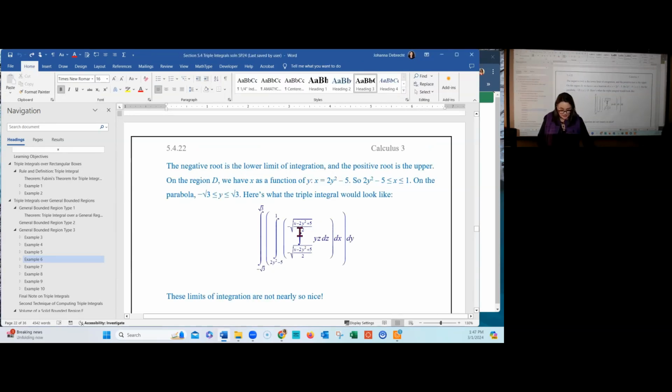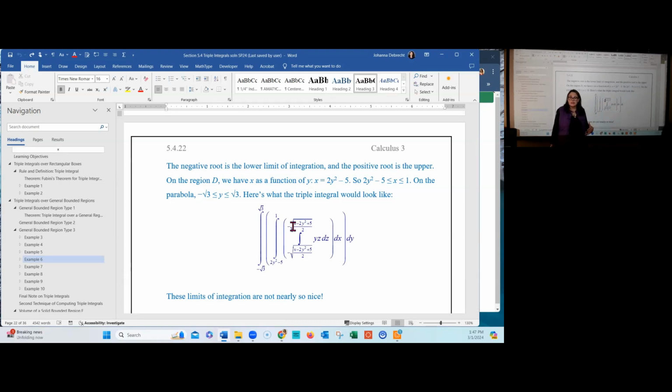So now you can see what this triple integral would look like if you were going to project into the xy plane first, meaning you have to integrate with respect to z first. Because of the radicals, and it looks like I've got a typo here, this should be between the negative root and the positive root, so I'll fix that. When we're looking at this, this is going to be more difficult to evaluate.